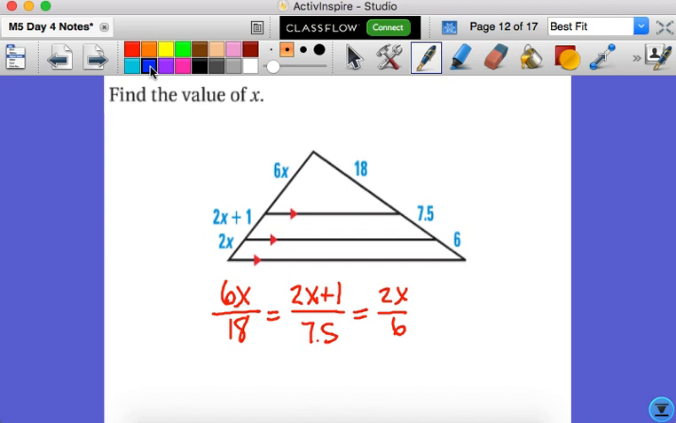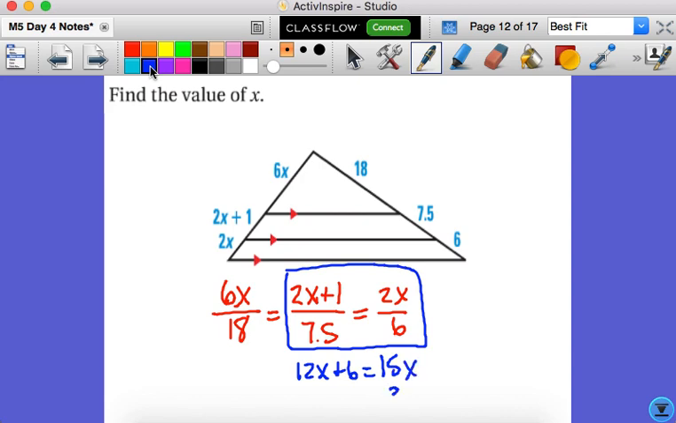So this time, I might choose to look at these two here and cross multiply. So 12x plus 6, when I cross multiply the 6 and the 2x plus 1, equals 15x, which means 3x equals 6, which means x is 2. If you really want to be thorough, you could double back. You could look at these two together as well.